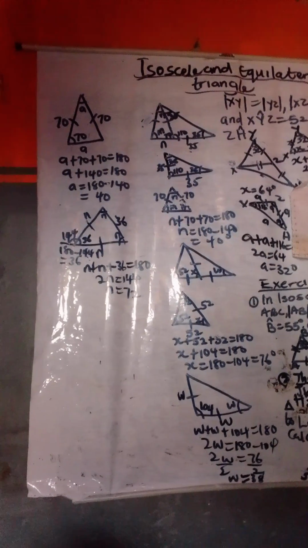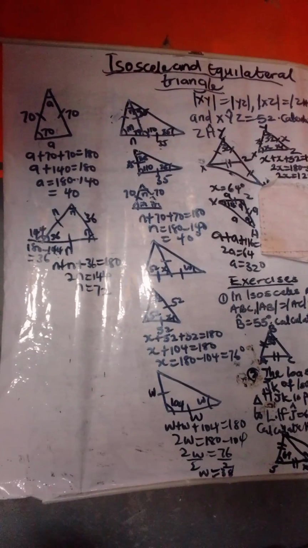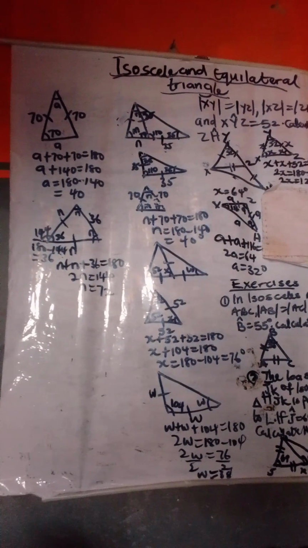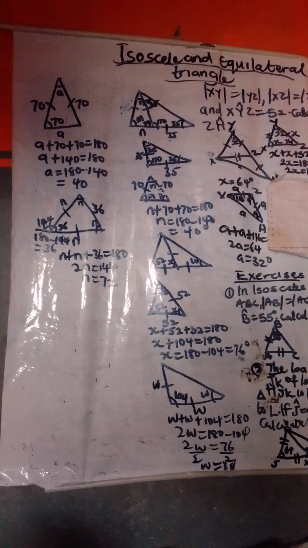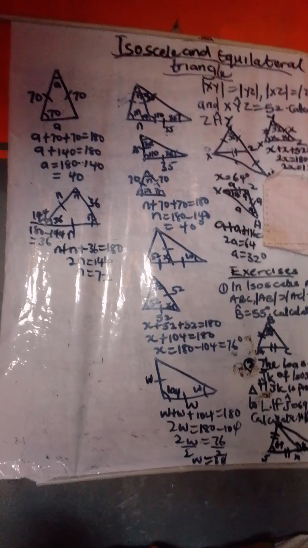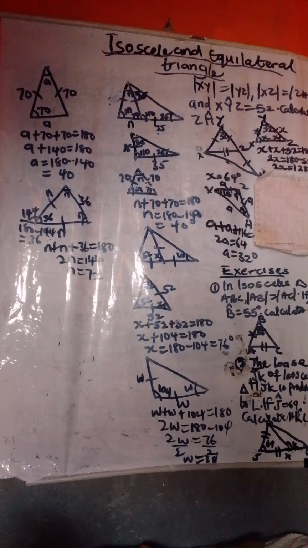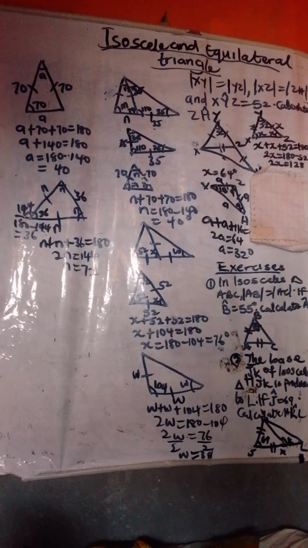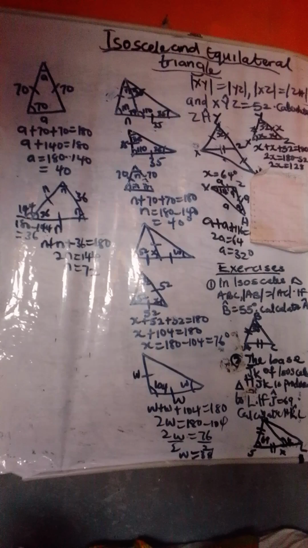We are given 70. From there, we are asked to find A. So the base is A. Where the angle is facing is the opposite. You check very well, where it is facing is the opposite, and the other side is 70. So we add up the sum of the triangle, which is 180. So you add it up, it's going to give us 180.